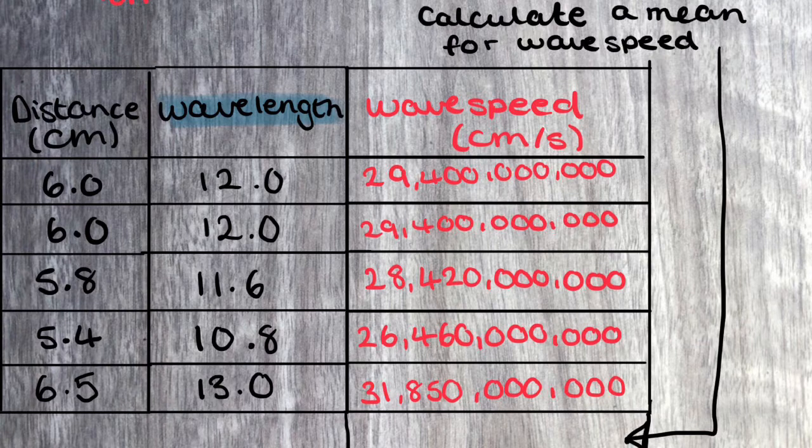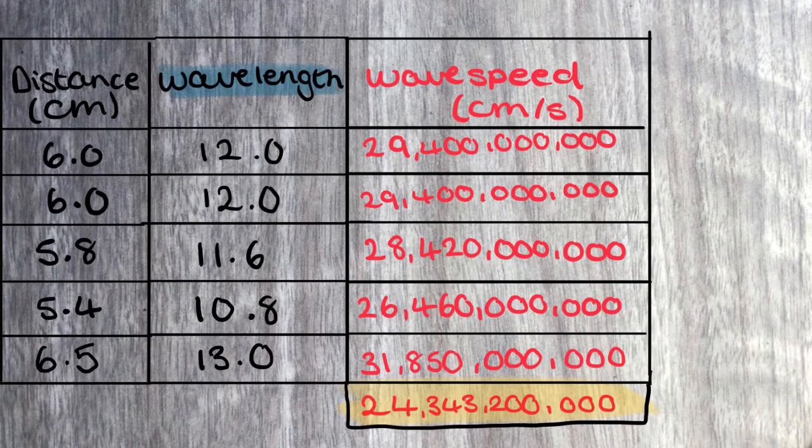To do this, we're going to add up all of our answers and divide it by 5, because that's how many results we've got. If you've got more or less than 5 results, you'll have to change yours accordingly. So I finally worked out an answer which I've highlighted here in yellow. So let's compare that and see if we're anywhere near the actual speed of light.